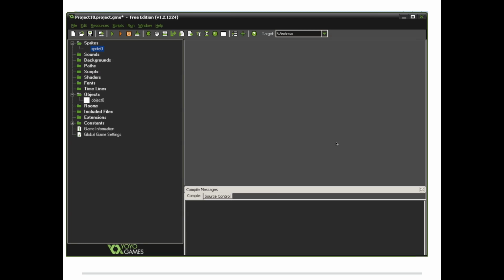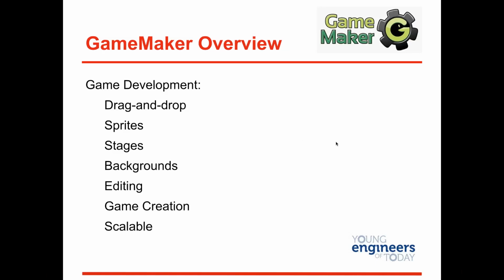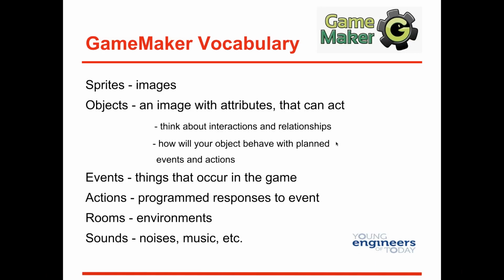All right. So your icons are going to look a little bit different, but they're going to do the same thing. Now, some aspects, the overview of Game Maker. It's a drag and drop aspect that uses sprites, stages, backgrounds. You can edit them in game creation, and it's scalable. Scalable meaning you can move it up or move it down in functionality. Now, vocabulary. Please pay attention to the vocabulary. This is what's going to be used.